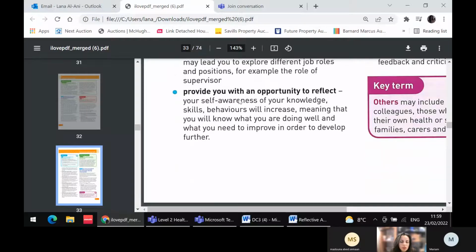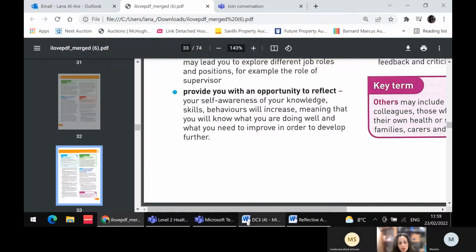And it will provide you with an opportunity to reflect. So new training will help you to reflect more about yourself. What's your awareness? What's your knowledge, skills, behavior? This will all increase by doing this further training.